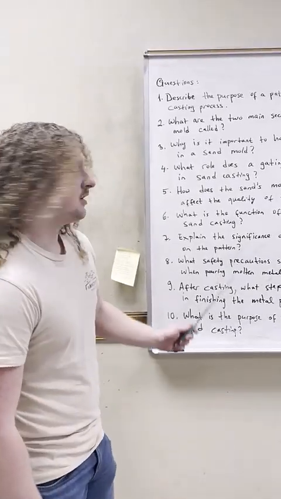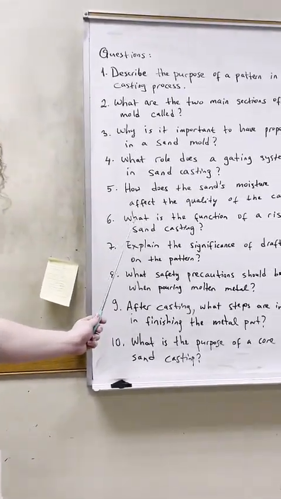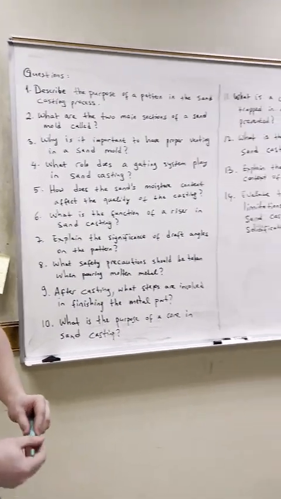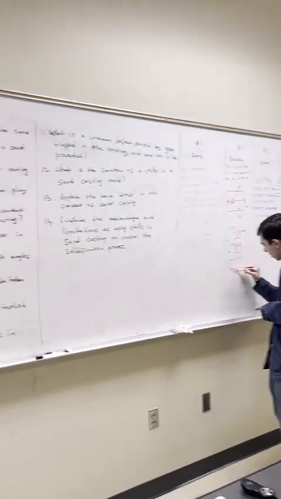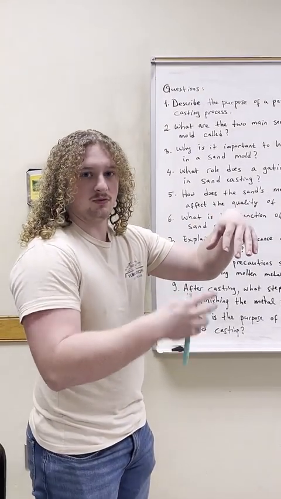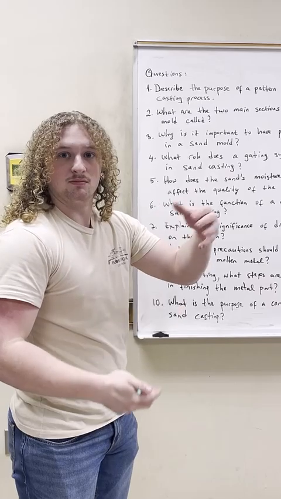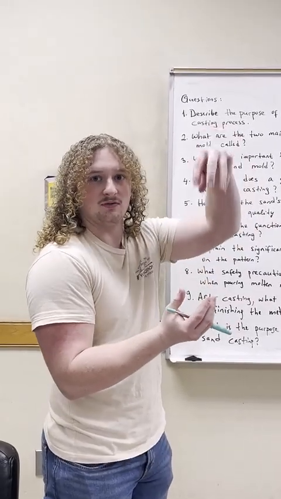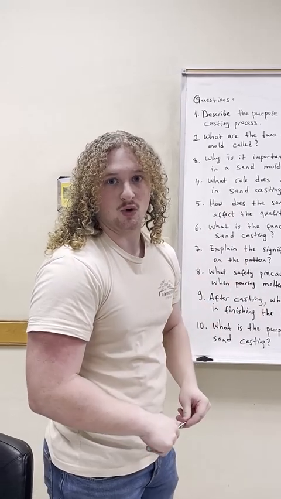My name is Landon. I had question 6, which is, what is the function of a riser in sand casting? A riser is kind of like a reservoir that's built into the mold for the excess molten metal to go into, so when everything shrinks, it feeds back into the casting to prevent cavities from forming.